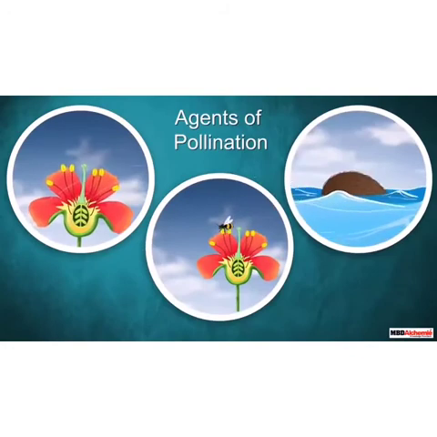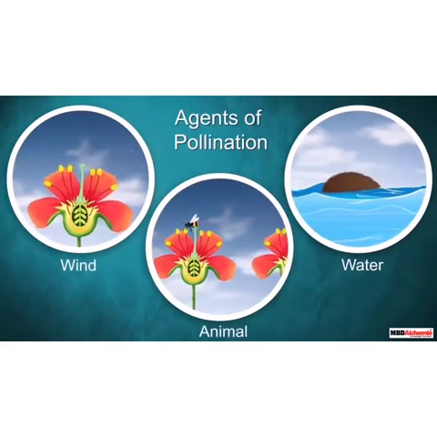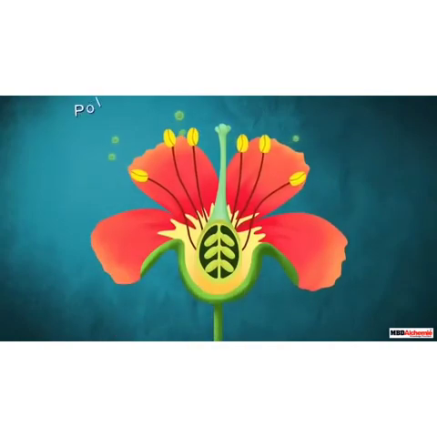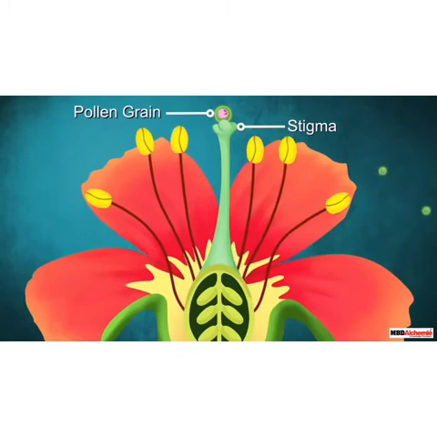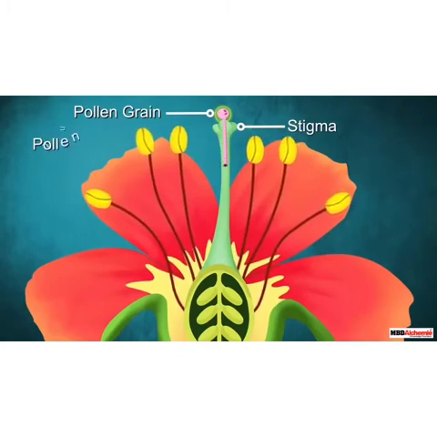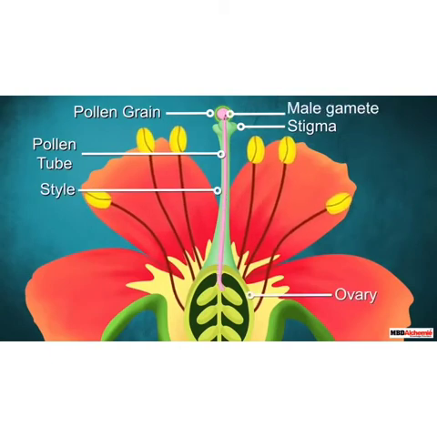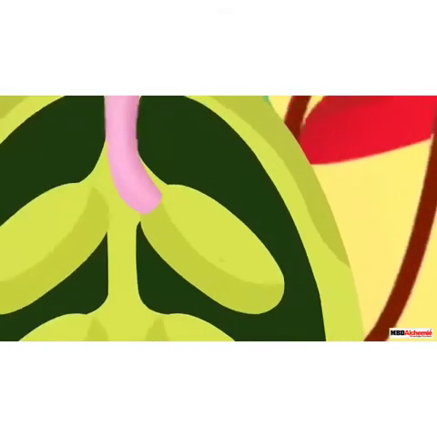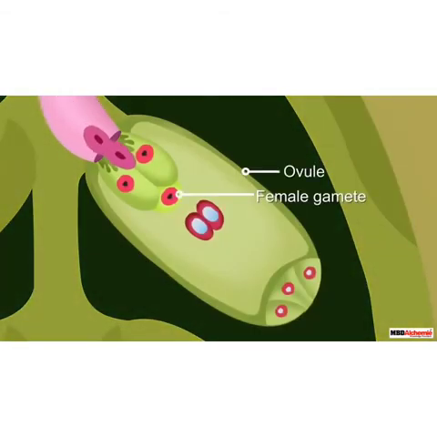There are different agents of pollination such as wind, insects or animals, and water. Pollen grains stick on the body of the organism or the pollinators and reach the stigma. The stigma allows the formation of the pollen tube, which takes the male nuclei to the egg cell for the process of fertilization.